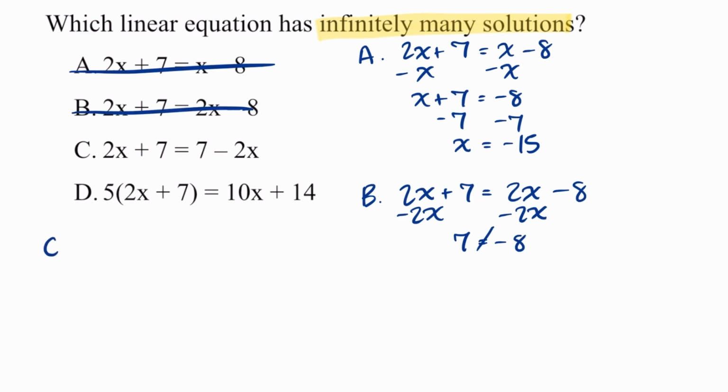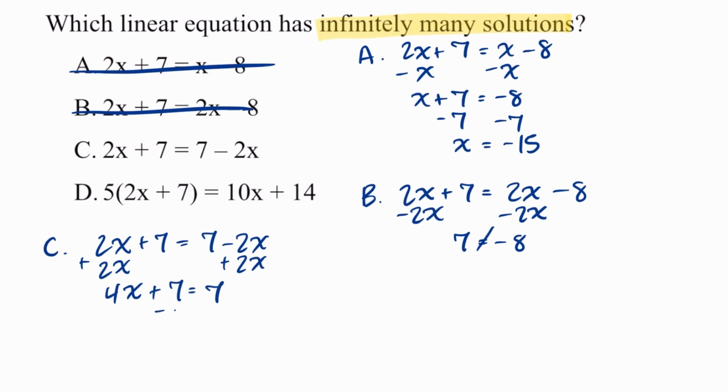If we look at C, 2x plus 7 equals 7 minus 2x. Add 2x to both sides, and we have 4x plus 7 equals 7. Subtract 7 from both sides, and you get 4x equals 0. So x equals 0. And that's one solution. So C is also out.